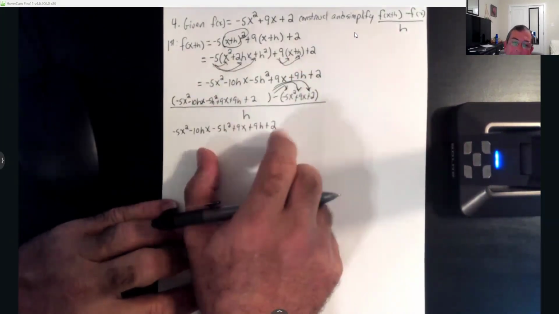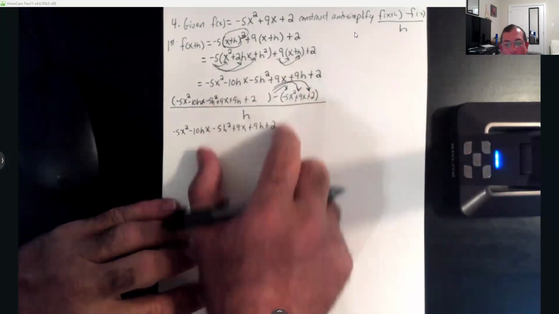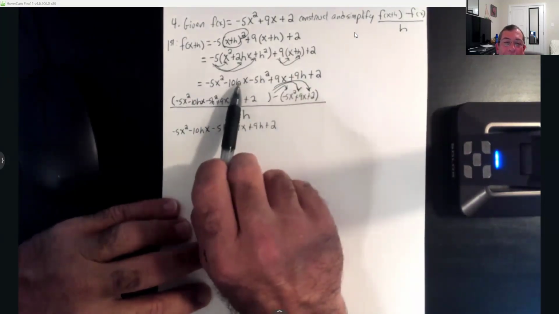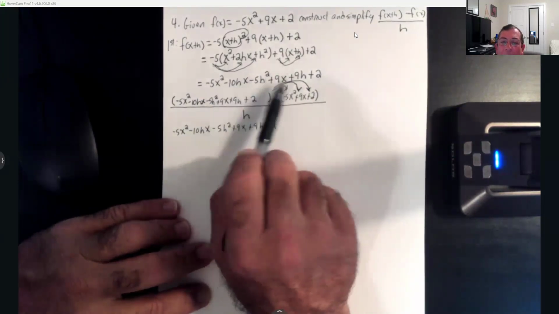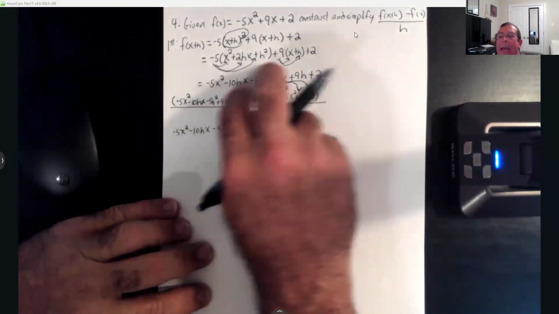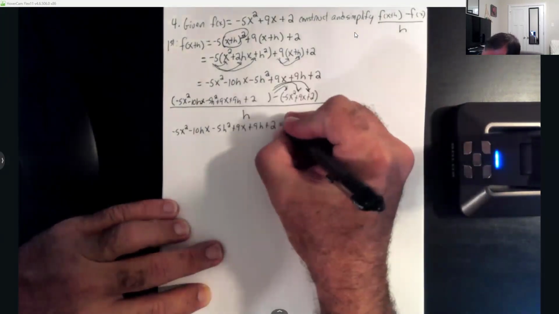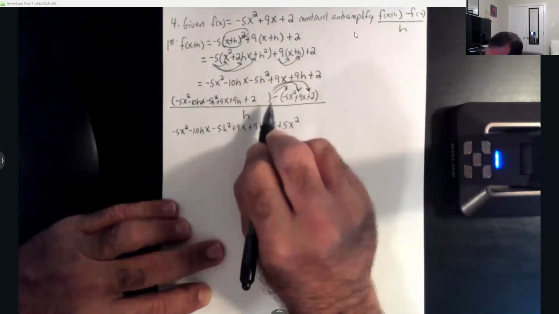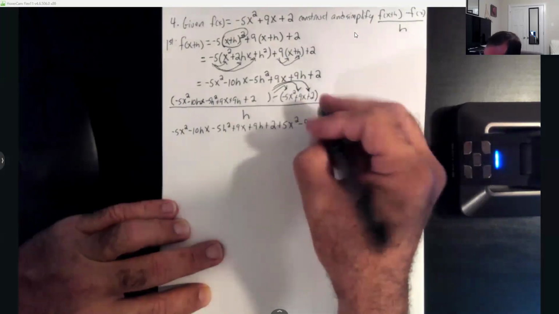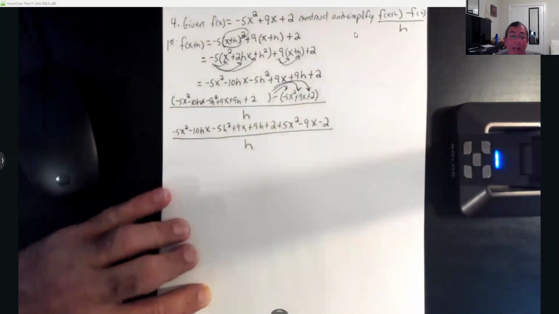So see, if you do it this way and do every step like this, you get long problems a little bit. That's why I want y'all to realize that at this point, I could have taken the negative 10hx, the 5h squared, and the 9h and put that all over h. And all this stuff is just showing you how the stuff is canceling, okay? Because watch this. Negative times a negative makes that a positive 5x squared. Negative times a positive is a negative 9x. Negative times a positive is a negative 2. Y'all, all of that is going to be over that h.